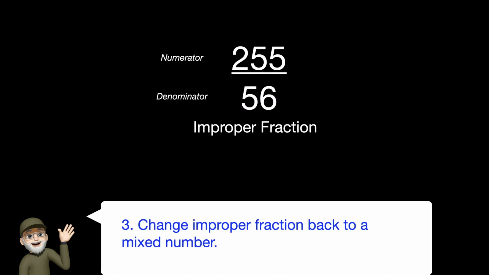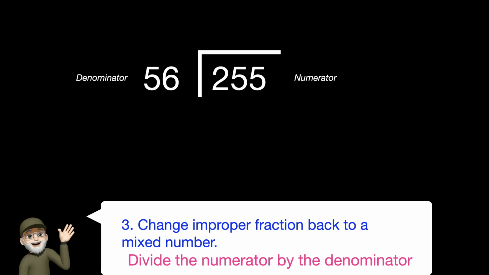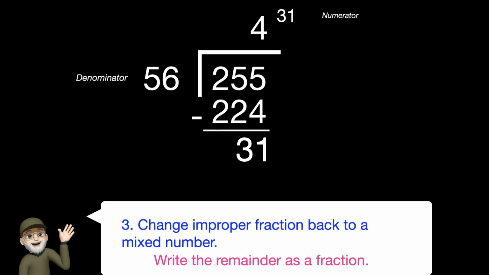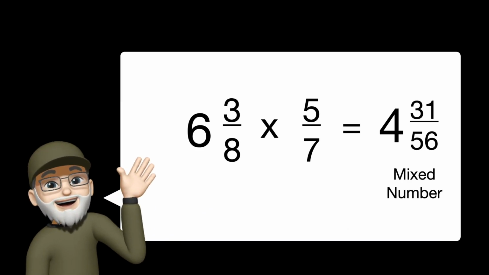Next, we want to change that improper fraction back into a mixed number. We do that by dividing the numerator by the denominator. You'll have to use your long division skills for that. And if you do it correctly, you will get 4, meaning that 56 goes into 255 4 times with the remainder of 31. Remember to write your remainder as a fraction. That becomes your numerator, and then your denominator of 56 stays the same. For your final answer of 4 and 31 over 56, and again, it's back in a mixed number form.